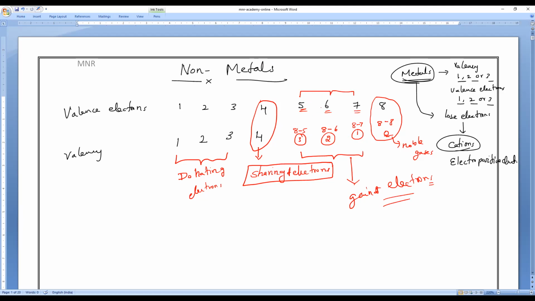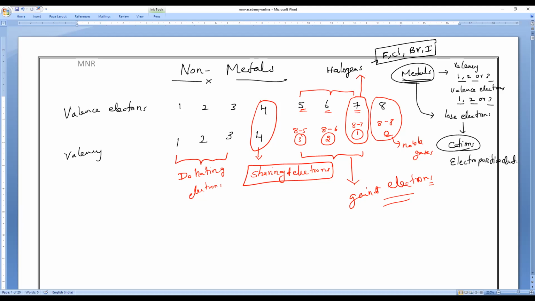So basically, we can say non-metals have 5 to 7 valence electrons. Even in the previous two classes we studied this. Those elements that have 7 valence electrons, what do we call them? Yes, I told you to learn this, we call them halogens. What are the examples of halogens? Fluorine, chlorine, bromine, and iodine.